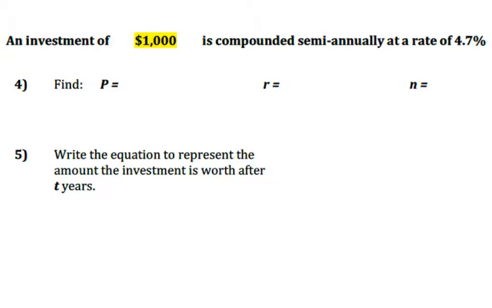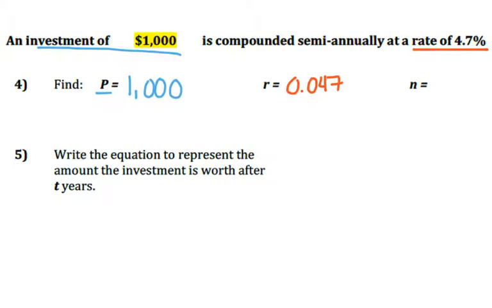Okay, next situation. An investment of $1,000 is compounded semi-annually at a rate of 4.7%. So first we're going to identify our principal. This is number 4. Principal P is always the investment, what we're putting in. So this is going to be the $1,000, or 1,000. Then we look for R, and that's our rate. At the very end, the rate is 4.7%. Remember, we always change this to a decimal, so we're going to have 0.047.